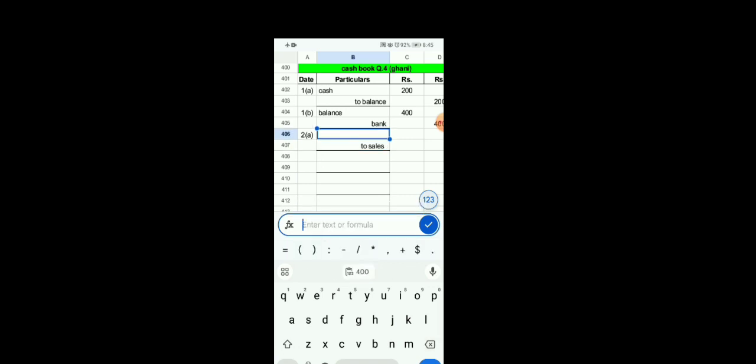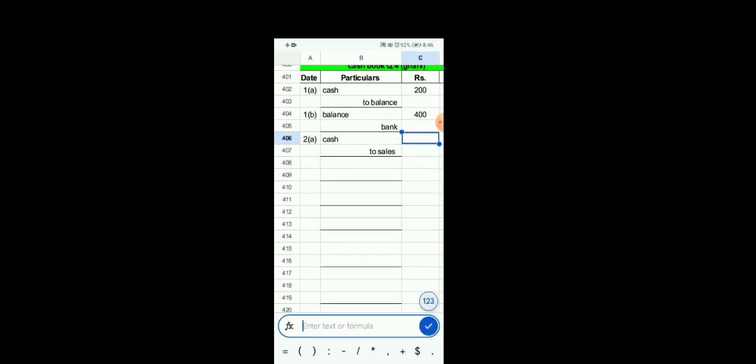You have sold goods and received cash. When you receive cash, it means your cash in hand would be increasing. Increase in cash in hand means increase in asset. Increase in asset should be debited. So you need to mention cash on the debit side, as an asset it is increasing. How much is the amount of cash sales? You can see over there, second entry, it is 500 cash sales.